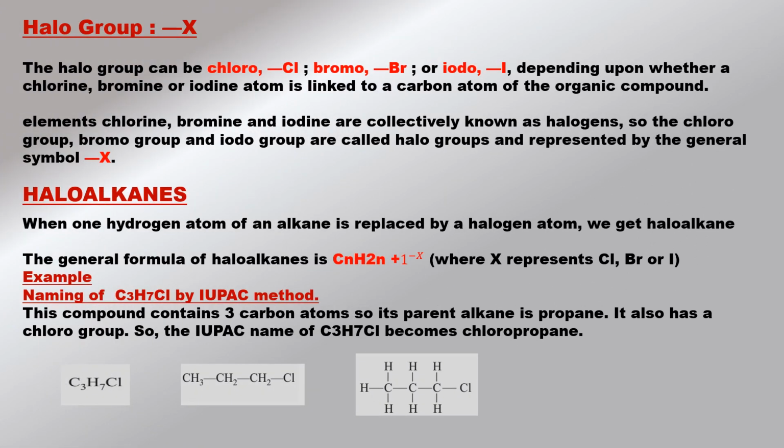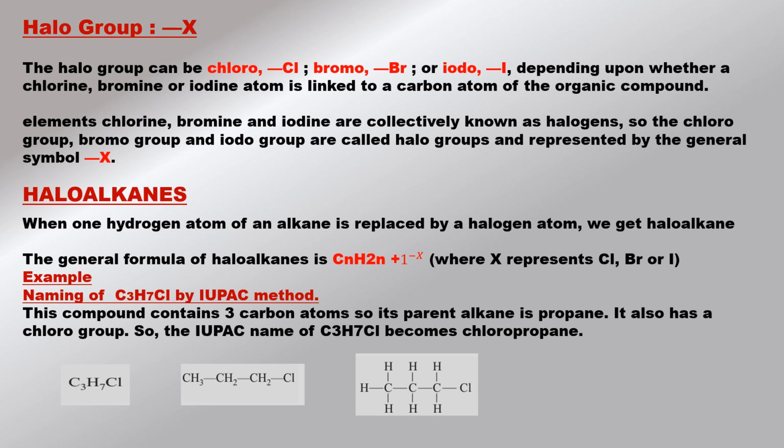Halo group. The halo group can be chloro, bromo, or iodo, depending upon whether a chlorine, bromine, or iodine atom is linked to a carbon atom of the organic compound. Chloro group is present in chloromethane, bromo group is present in bromomethane, and iodo group is present in iodomethane.